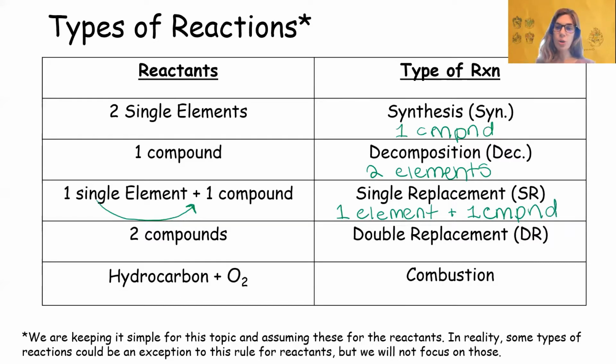If there are 2 compounds for the reactants, that means that this is a double replacement reaction. And if it's a double replacement reaction, it will form 2 new compounds. The cations will just switch places and recombine.